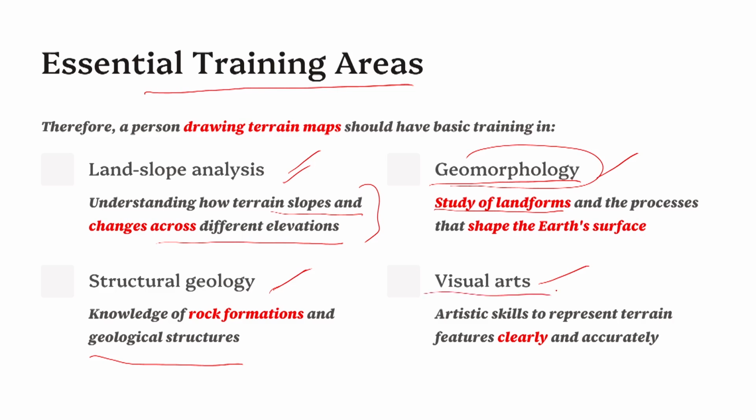Then visual arts. These are all subject knowledge a cartographer has, and they also need artistic skill. This is very essential, the final one, to represent terrain features clearly and accurately. So, you have land slope analysis, geomorphology and structural geology, which are all subject knowledge, and simultaneously we need the artistic idea, then only can we portray the real world accurately.